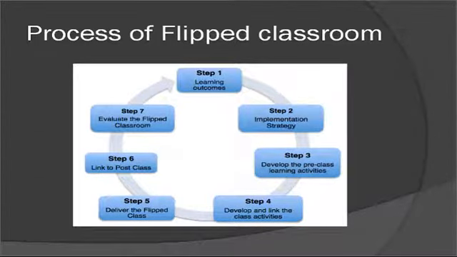The process of flipped classroom consists of 7 steps. First of all, the very first step is learning outcomes. So we decide that if we apply flipped classroom, what learning outcomes we will get. The second step goes for implementation strategy. How we are going to implement that flipped classroom.